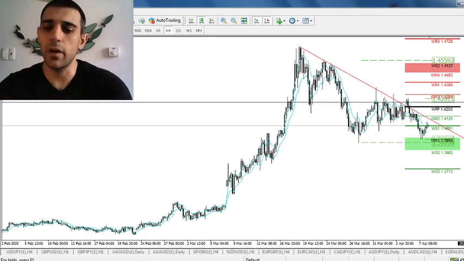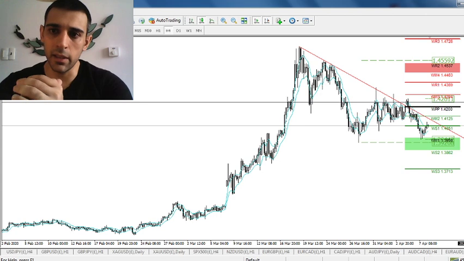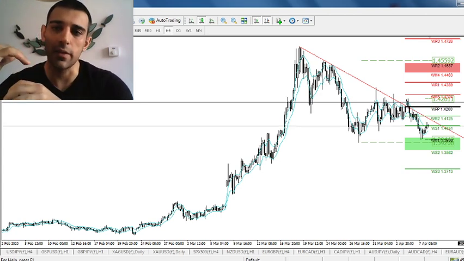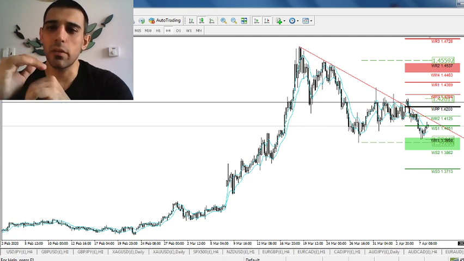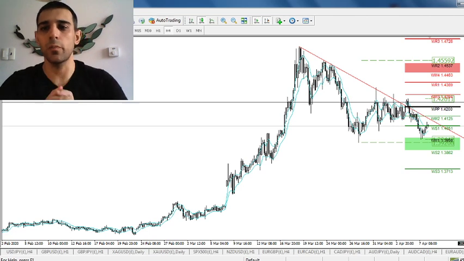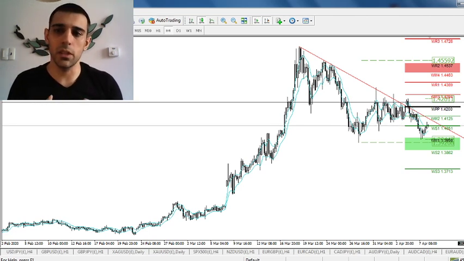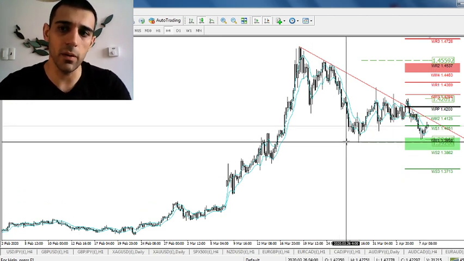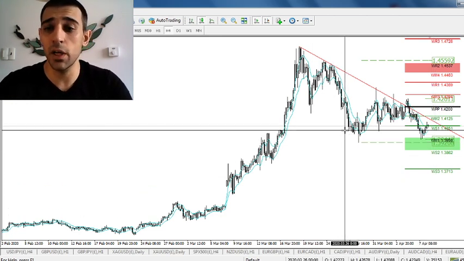No more than 35 in my preference, but if you want to compromise with the risk reward, then you can. It still gives almost 1 to 3 risk reward with a 35 pip stop loss, but I'll be targeting a 30 pip stop loss, because I want to have a 1 to 3 at the very minimum risk reward. That's how my strategy works.